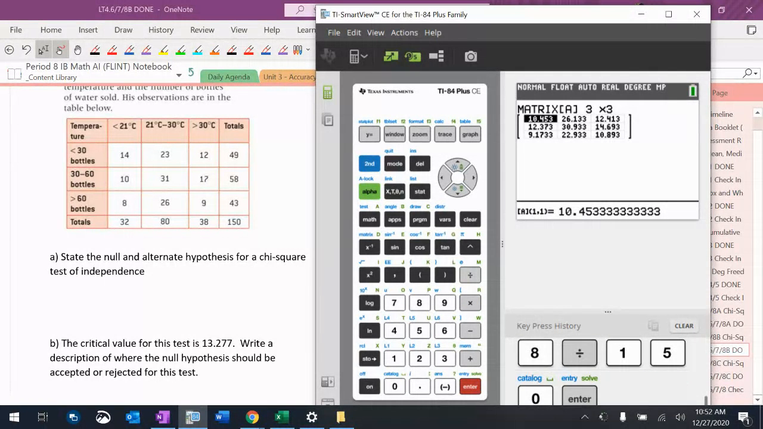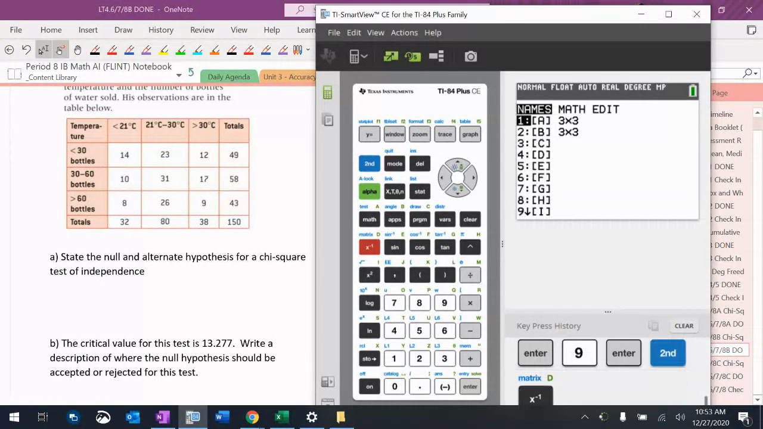Oh, wait. No, I just did. So let me do this again. This is matrix A, and that should be what matrix B is. I'll have to do it again. I could mess around and do something there, but I'm not going to. I need to put in the 14, 23, 12, 10, 31, 17, 8, 26, 9. I got ahead of myself. Those are the frequencies, the numbers that I get when I observe, when I tally my results.